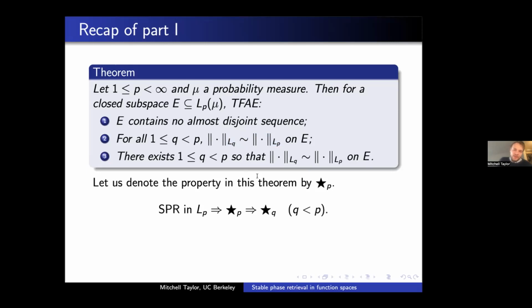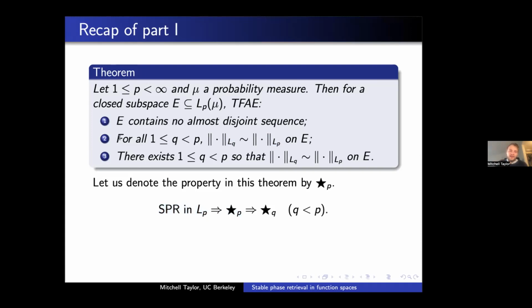So since this property is going to be relevant to us, let's give it a name. I chose just to call it property star, and this property depends on P because we're interested in the subspace of LP, and I get equivalence with all LQ norms when Q's less than P. So P is very relevant here. And well, what do I learn from this discussion? Well, I learned that stable phase retrieval in LP implies lacking almost disjoint pairs. And so if I lack almost disjoint pairs, I certainly lack almost disjoint sequences, right? So this implication is clear.